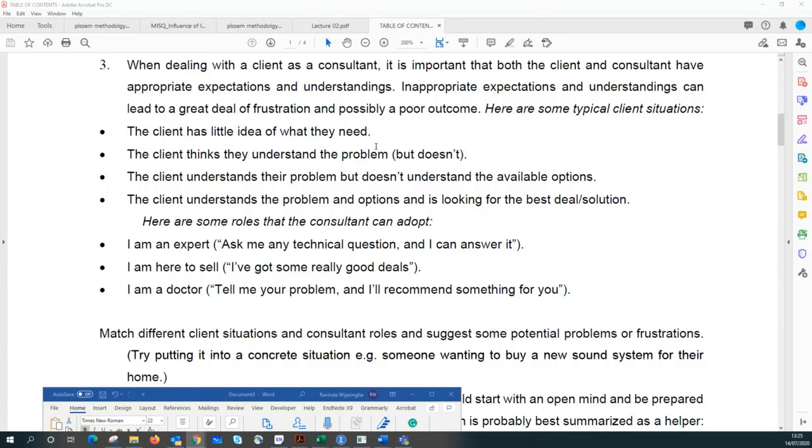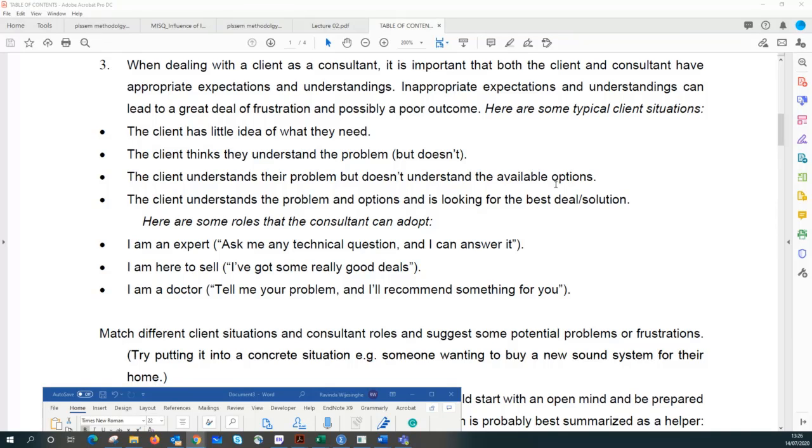So for the first two situations, I believe the most important role that the business analyst should perform is the doctor's role. Okay, and think as a doctor, how doctors perform, right? That means this role requires us to go through the entire problem solving cycle steps very thoroughly in order to reach the best solution in the first two scenarios. Okay, so that is the answer. But if you think about, say, this one, the client understands the problem but doesn't understand the available options, right?